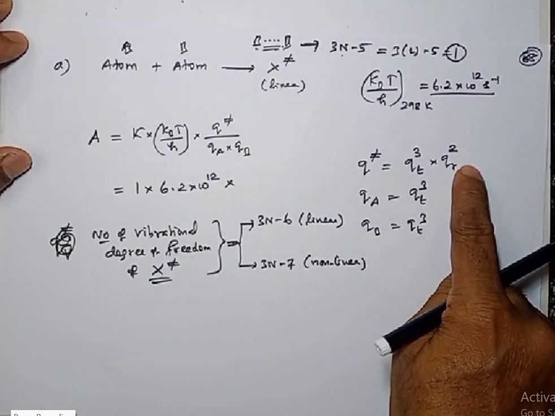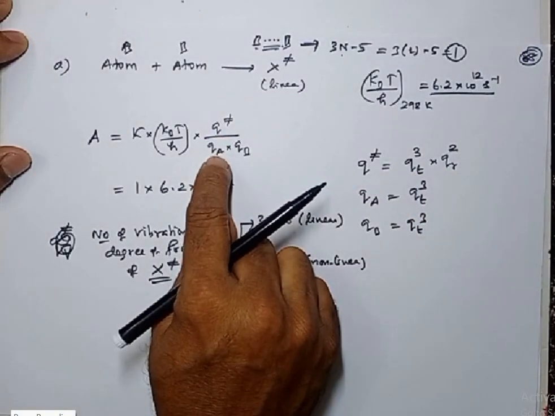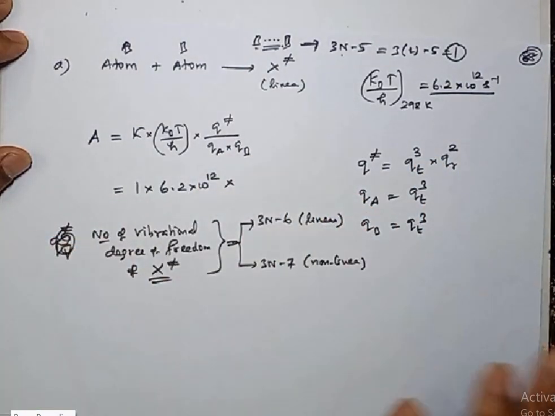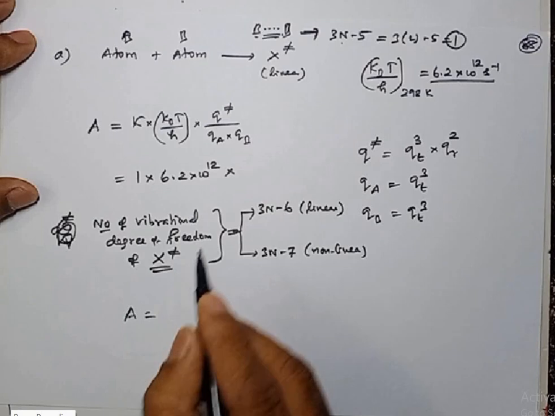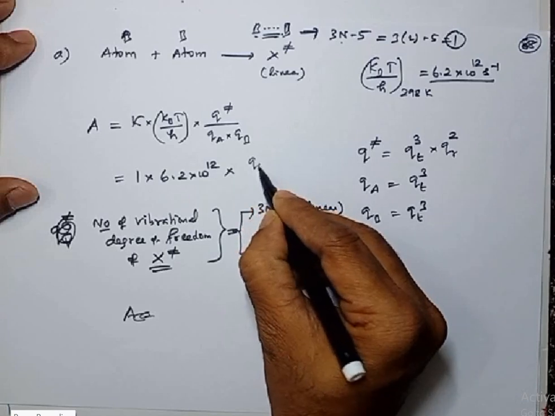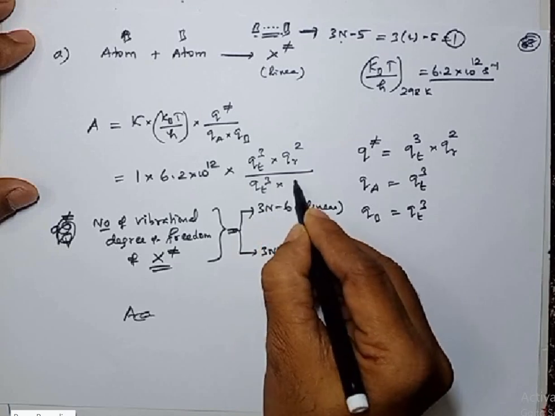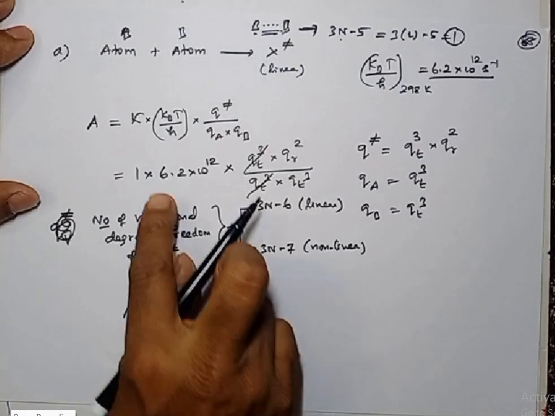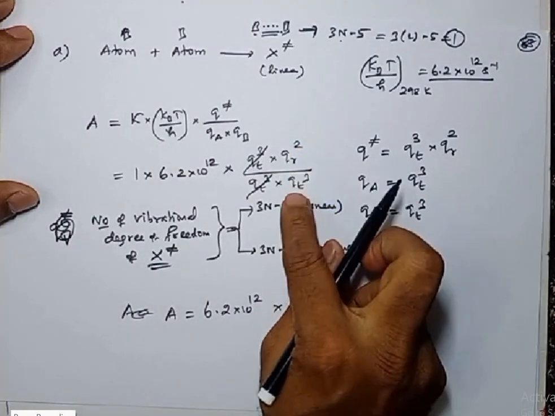Therefore, I didn't put any QV here. Only QT, QR are there. There is no QV. And in the denominator I have atoms. For atoms, only translations are possible. No rotation, no vibration. If I substitute all this data here, what will happen? A is equal to 6.2 per 12. So what is Q double dagger? Q double dagger equal to QT cube into QR square by QT cube into QT cube. So one QT cube cancels. So what we get is A is equal to 6.2 into 10 to the power 12 into QR square by QT cube.